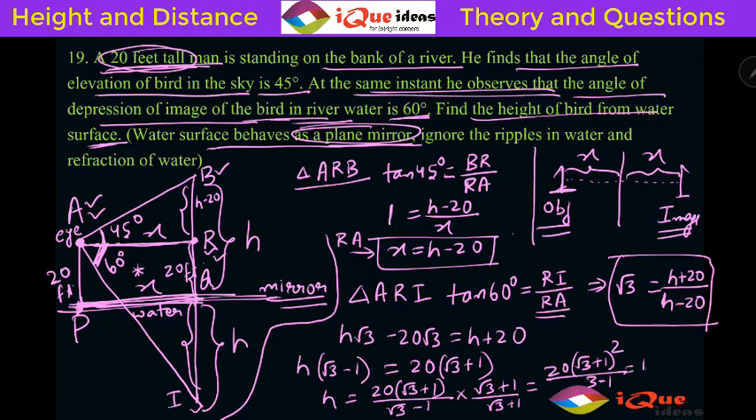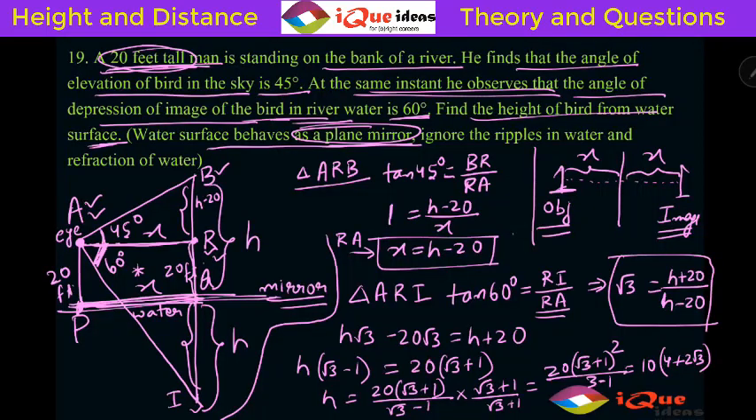2 divides 20 10 times, and root 3 plus 1 whole square will be 3 plus 1 plus 2 root 3 into 1, so 2 root 3. Right? So if you simplify, root 3 is 1.732 and 2 into 1.732 will be 3.464 and plus 4 will be 7.464 and 10 into 7.464 will be 74.64 feet. Right? So the answer of this question is 74.64 feet.